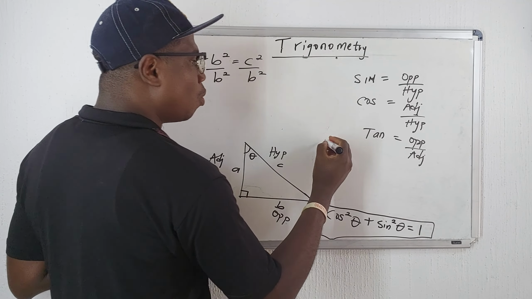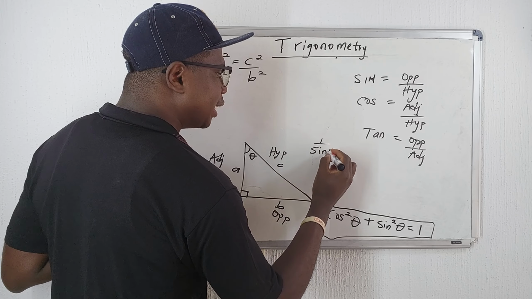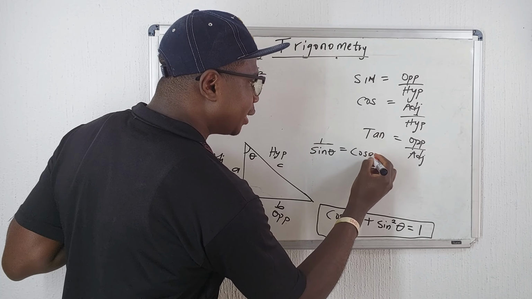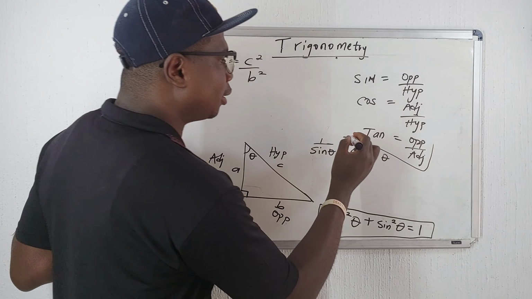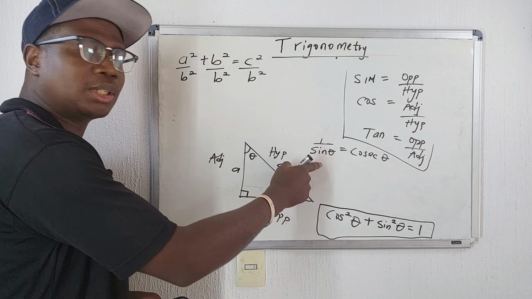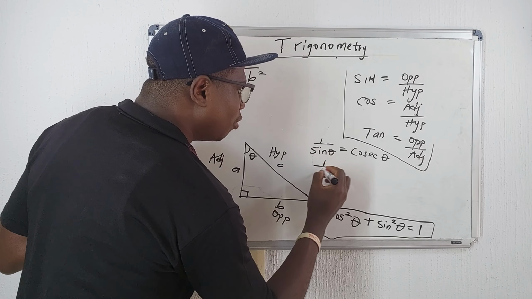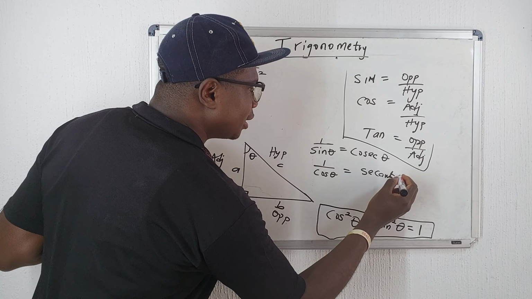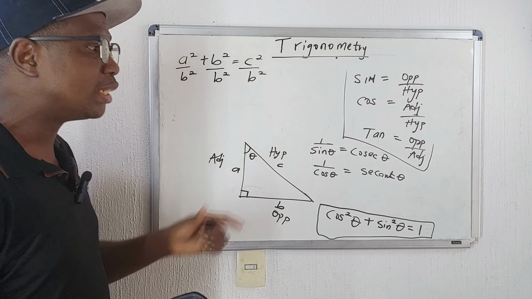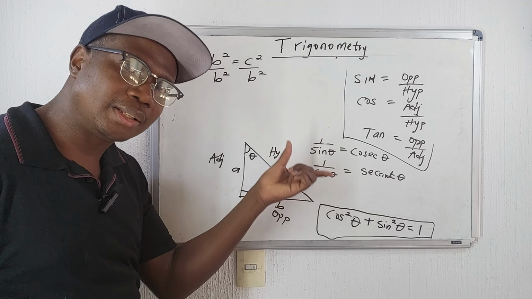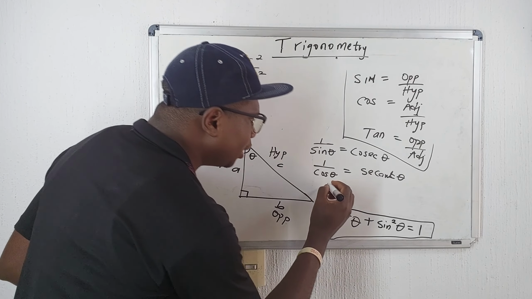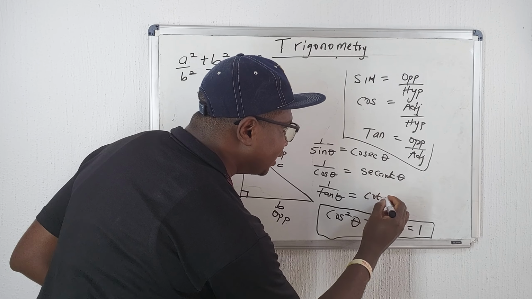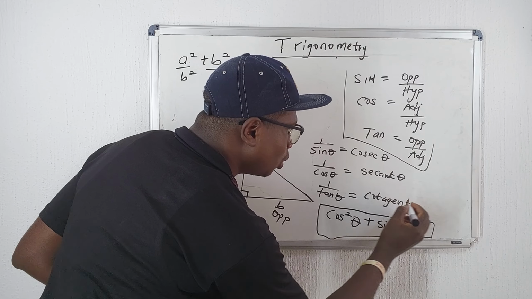Now, 1 over sine theta is what? Cosec of theta. Now, 1 over cos theta is what? Secant theta. Now, these are the reciprocals of the ratios, and each has a name. Then, 1 over the tangent of theta is what? Cotangent, or cot. Cotangent theta.